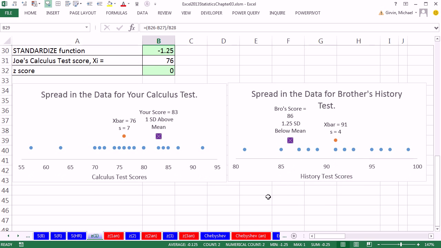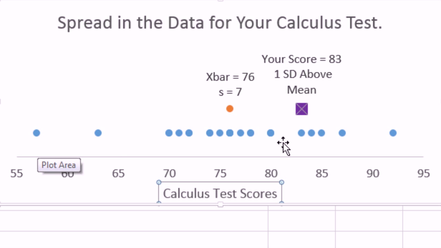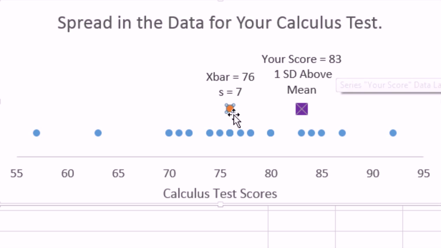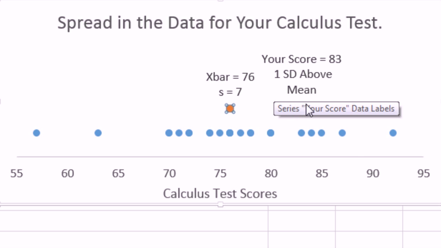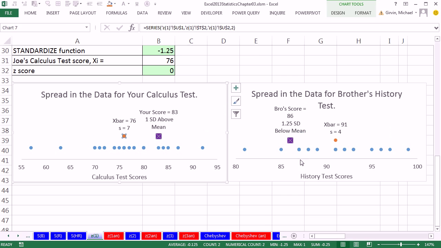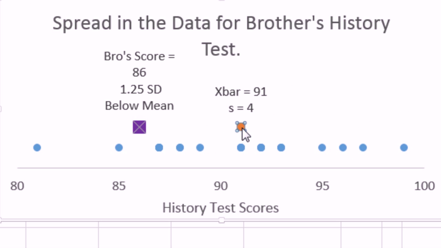Now let's scroll down here because visually it helps us to understand what the Z-score means. Here's all the calculus scores from the data set. There's the mean. Standard deviation of 7 with an x bar of 76. You're right here, 83. Exactly 7 points above the mean. Divided by the standard deviation of 7, that's 1 standard deviation. So visually, you can see, yeah, you're above the mean. Hey, what about here? This is your brother's history test. X bar is 91, standard deviation of 4. Looks like you're 5 points below.